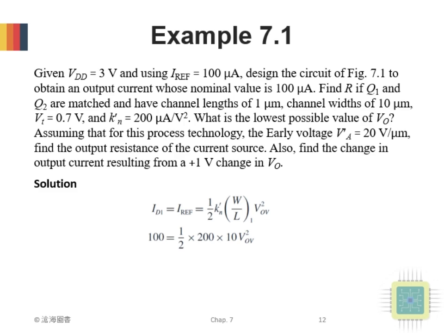Given V_DD is 3 V and using I_REF of 100 μA, design the circuit of Figure 7.1 to obtain an output current whose nominal value is 100 μA. Find R if Q1 and Q2 are matched and have channel lengths of 1 micrometer and channel widths of 10 micrometers. V_T is 0.7 V, and k'_n is 200 μA per V². What is the lowest possible value of V_O? Assuming that for this process technology the Early voltage V_A is 20 V per μm, find the output resistance of the current source. Also, find the change in output current resulting from a +1 V change in V_O.